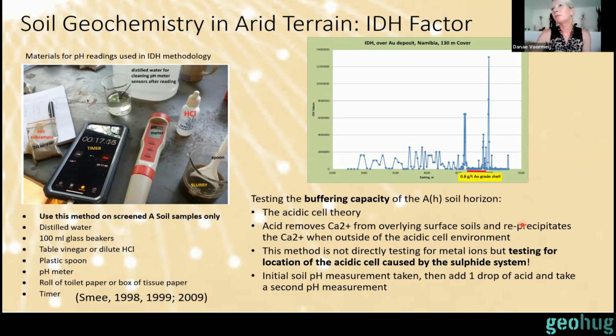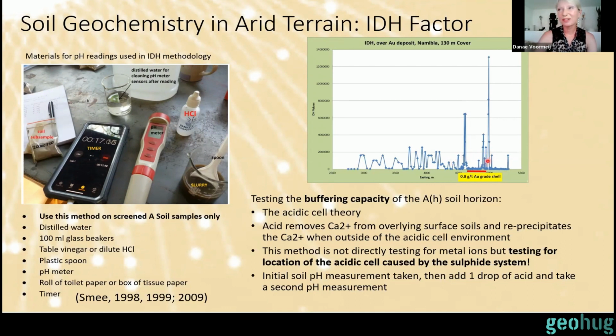It works especially well in arid covers. And here's an example of a deposit found in Namibia through 130 meters of cover. And that cover, of course, is regolith. So you can see through regolith because you can find this acidic cell within your regolith. And what this measures really is the buffering capacity, and it's measuring where the calcium has been removed and then reprecipitated into these rabbit ear peaks.